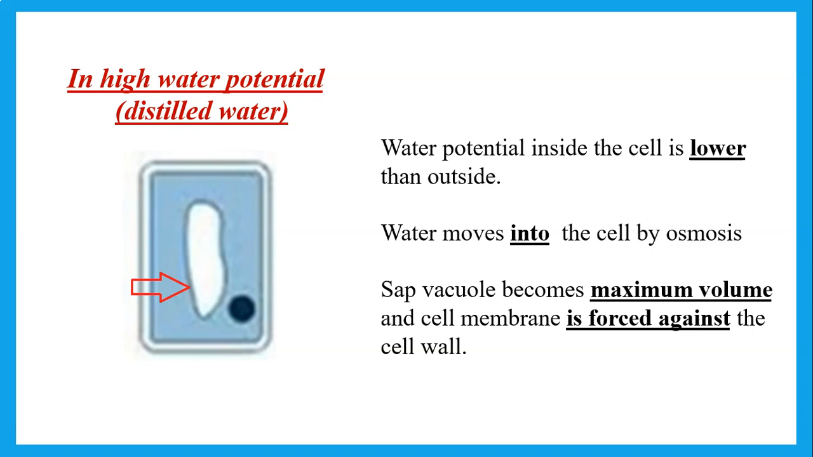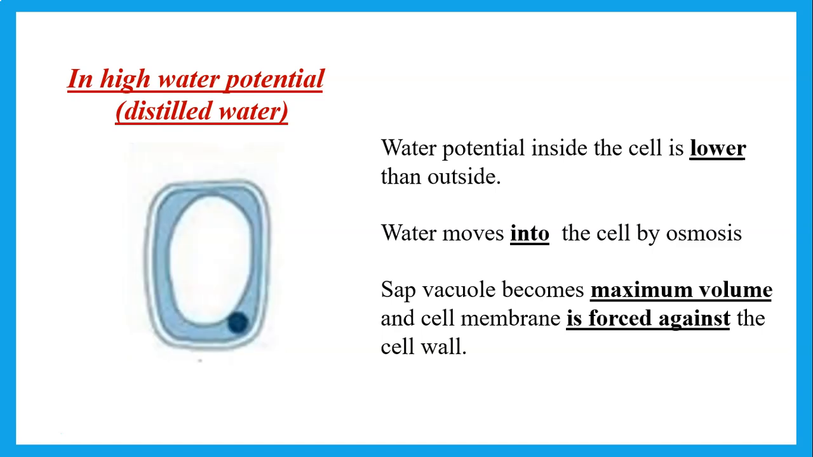Now, when water moves into the cell, then everything will swell, the sap vacuole becomes larger, the cell membrane is forced against the cell wall. Now, my problem is the cell wall is rigid, it will not expand anymore, and that means my cell becomes turgid.